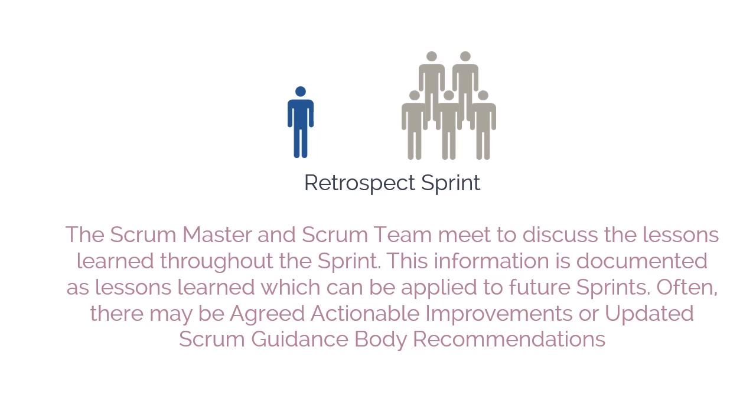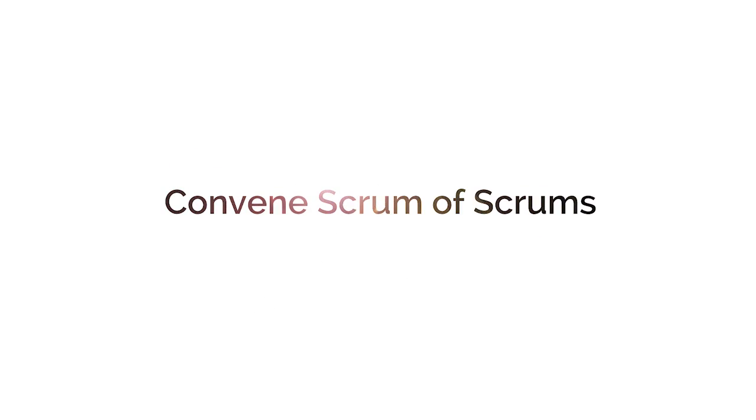In this process, the Scrum Master and Scrum Team meet to discuss the lessons learned throughout the sprint. This information is documented as lessons learned, which can be applied to future sprints. Often, as a result of this discussion, there may be agreed actionable improvements or updated Scrum Guidance Body recommendations. We will be talking about the first process, called Convene Scrum of Scrums.